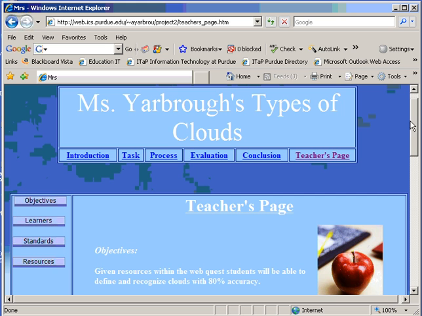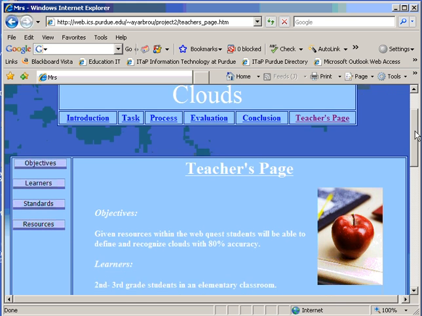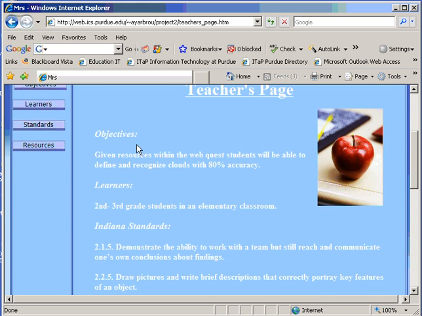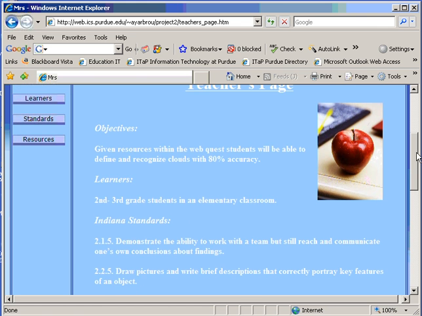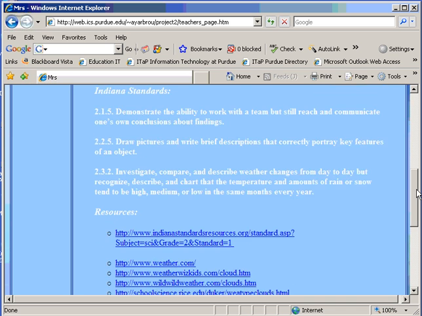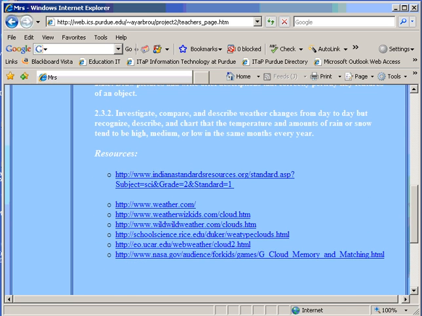Finally, your teachers page should include objectives, learners, your standards, and you can also include some more resources in case the students want to find more information.